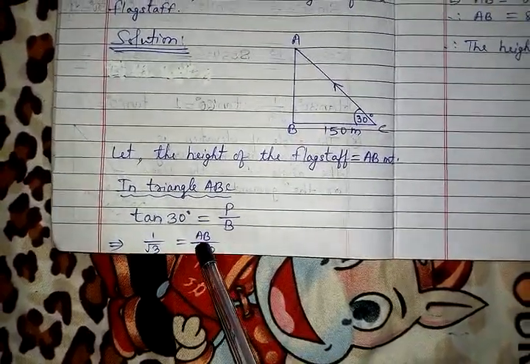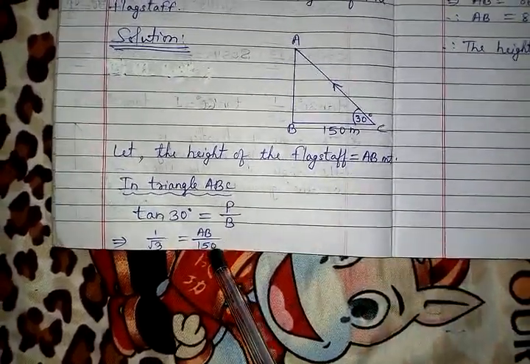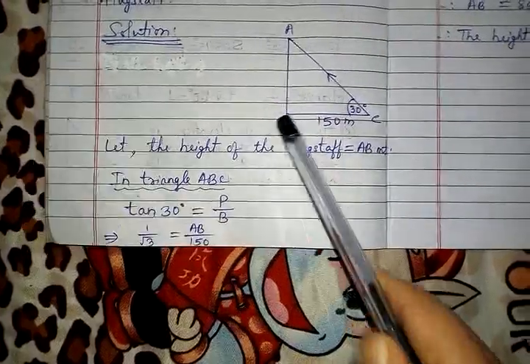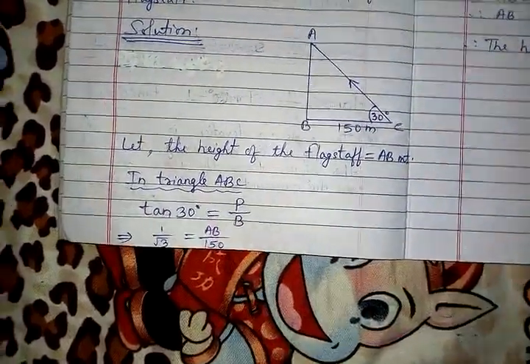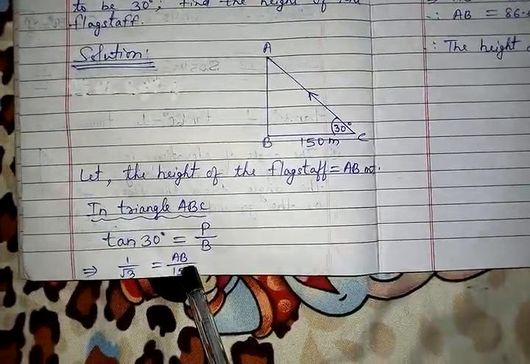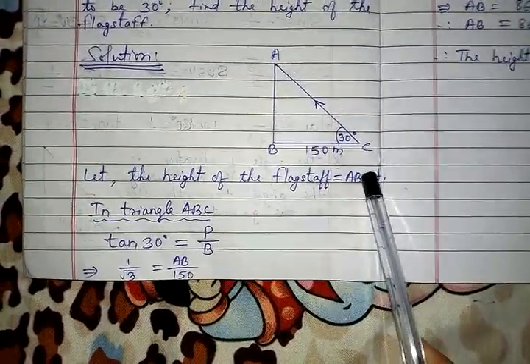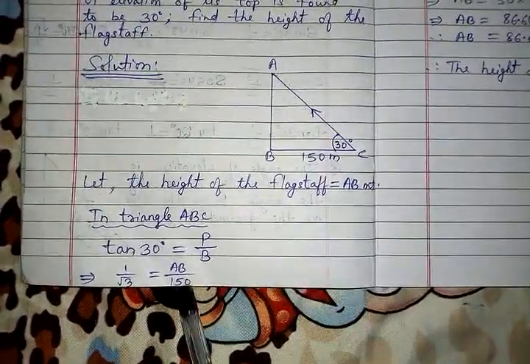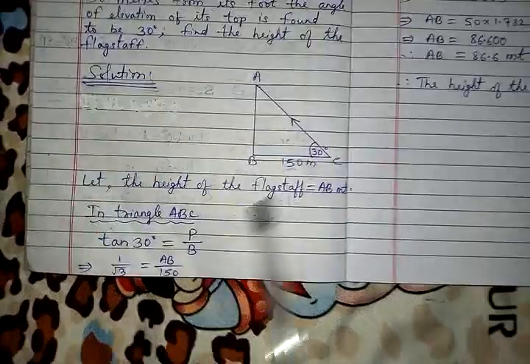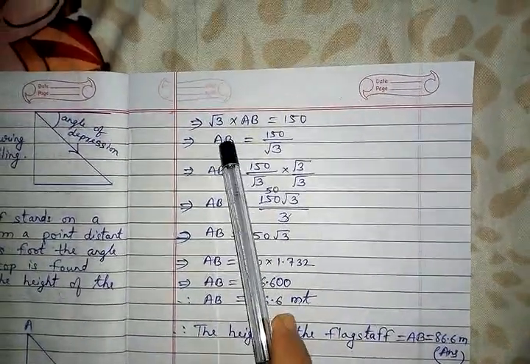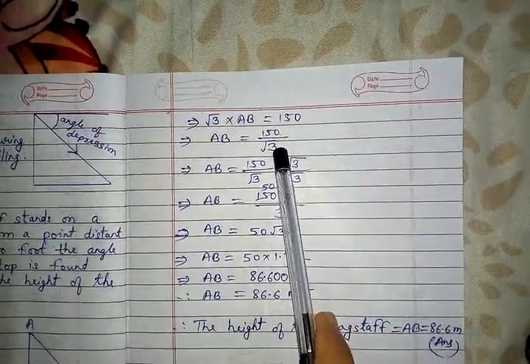So AB by the base value, which is 150. I wrote the value of the base as 150 and the perpendicular as AB. Now I need to find the value of AB, because AB is unknown and is what the question asks us to find. So AB into root 3 and 150 into 1 is 150, by cross multiplication. So AB equals 150 by root 3.